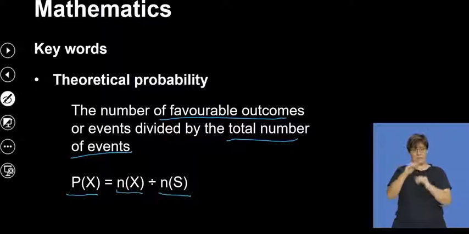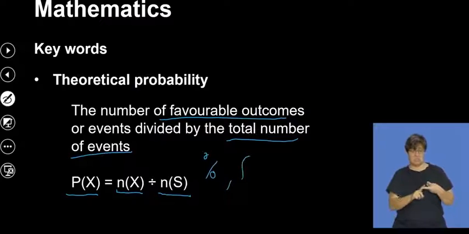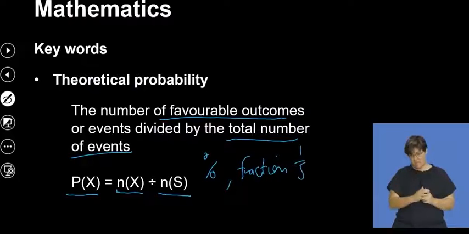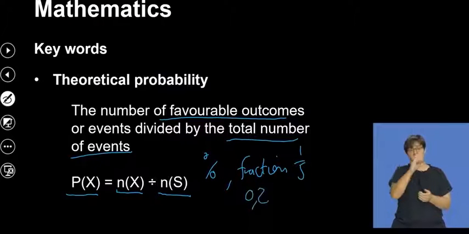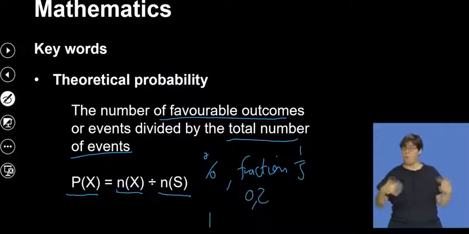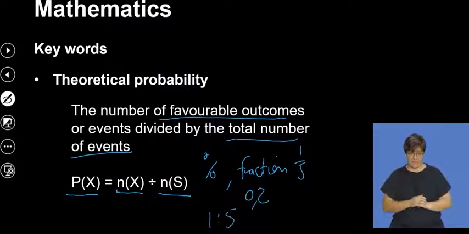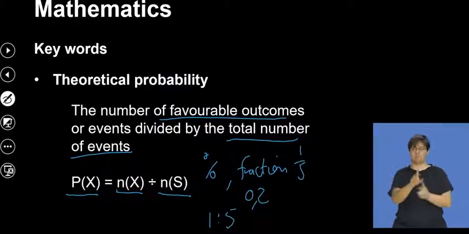Just to be aware that this can be represented as a percentage, it can be represented as a fraction, and that could be a common fraction. So it could be something like 1/5, or it could be represented as a decimal fraction, or it could even be represented as a ratio, something like 1:5. All of those are possible representations of probability.